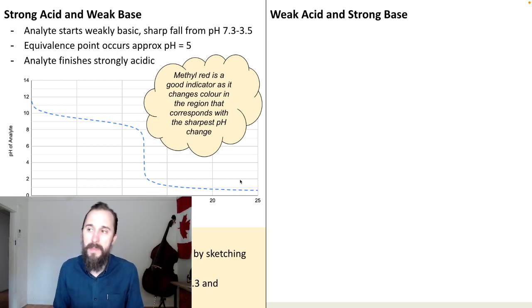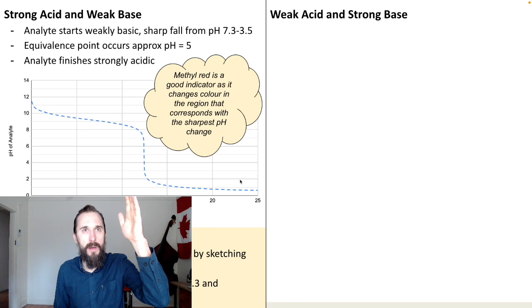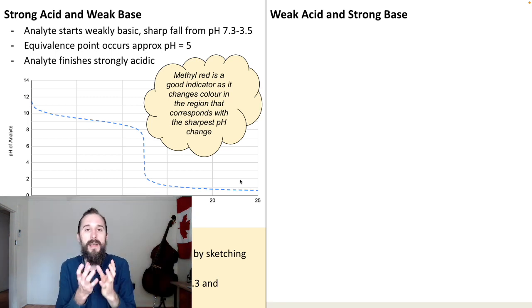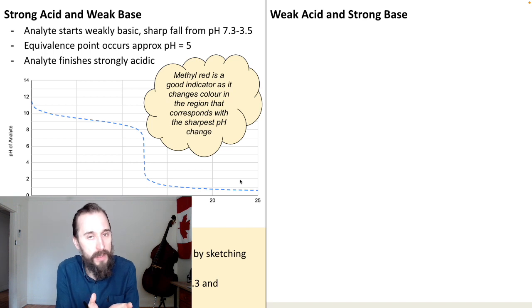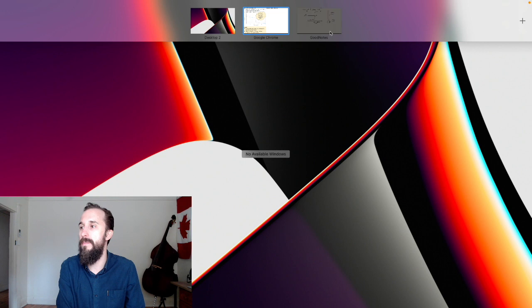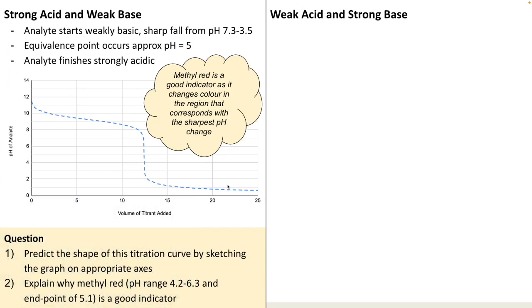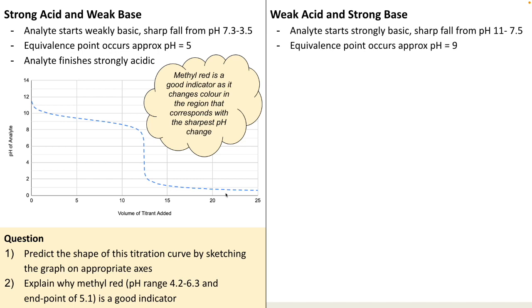So again, what am I doing? I'm popping the acid in the burette. The acid is the titrant, and we've got the base in the conical. Again, it could go the other way, in which case these graphs will look inverted, like I've done over here, but we're just keeping it nice and consistent here. So our analyte starts strongly basic, because we have a strong base, and we have a sharp fall from pH 11 to 7.5.